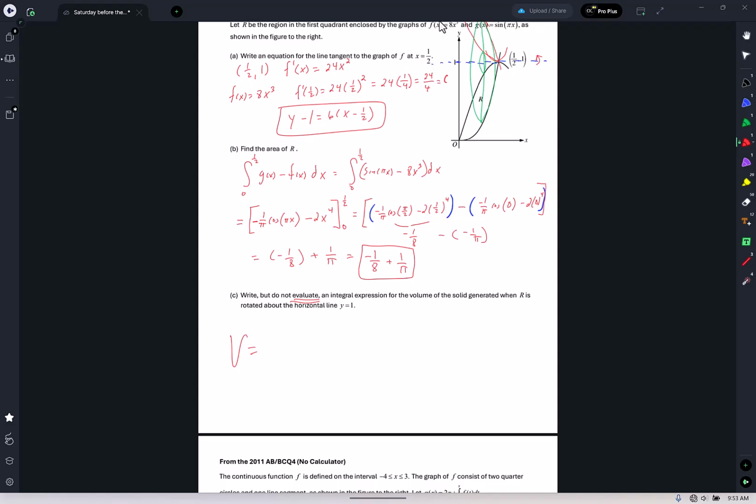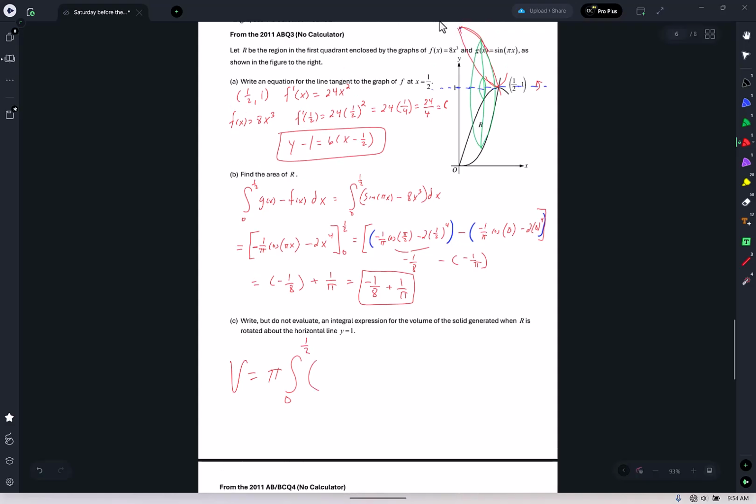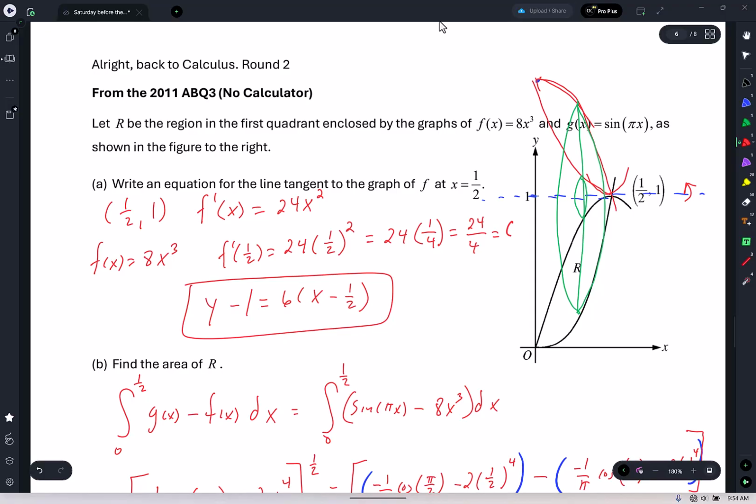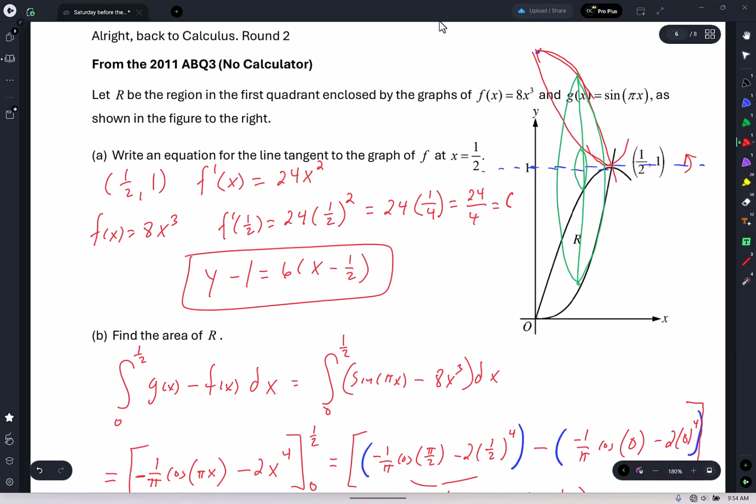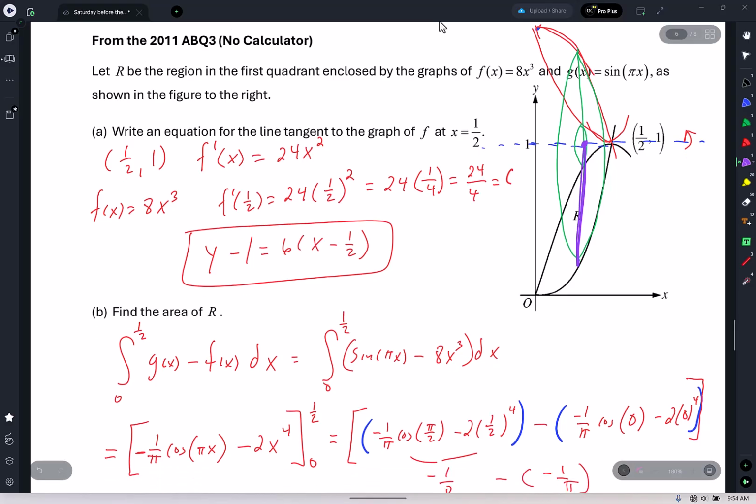No, probably because you do not have a calculator. And this might be a complicated integral. Pi, integral from 0 all the way to half, open parenthesis, big R. So the big R is a distance from the axis of rotation, 1, all the way to this bottom curve. So this one here in violet, that's your big R.